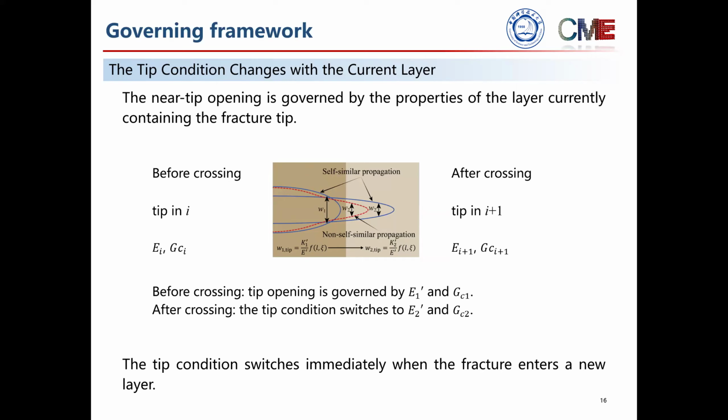opening also changes immediately. The global fracture shape cannot make the same instantaneous jump. This mismatch between the new local tip requirement and the old global opening profile is a direct source of non-similar behavior.